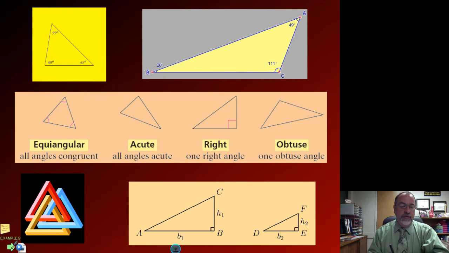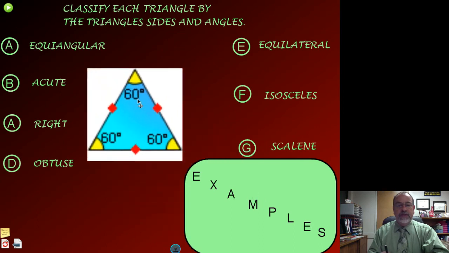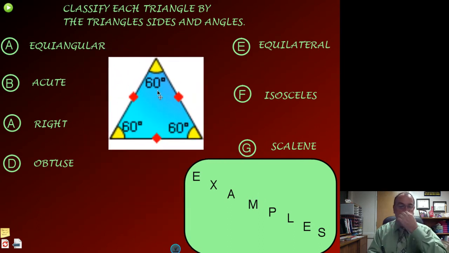So let me show you a few examples here, and the types of problems you'll have to be looking at. Classify the triangle by its sides and its angles. So what kind of triangle would this be if we were looking at just the sides? Well, these are tick marks. All the sides are the same, so this would be equilateral.